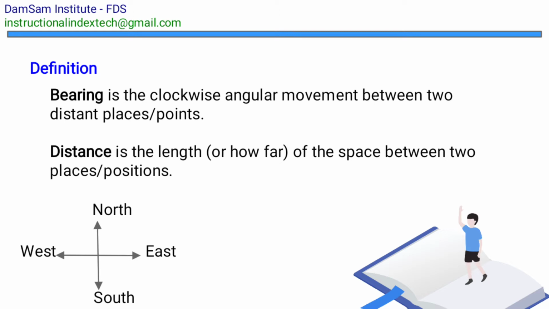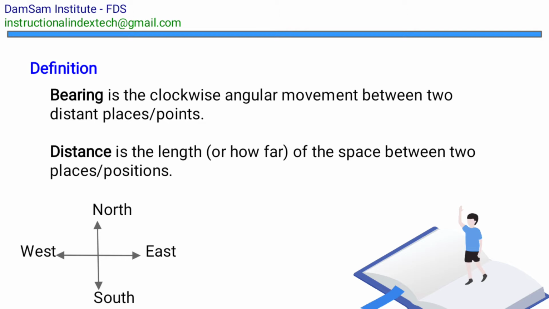First, what do we mean by bearing? Bearing is the clockwise angular movement between two distant places or points. It can even be position. When we move in a clockwise direction, imagine we have the North Pole and we are moving, starting from the North Pole, in a clockwise direction. So we move towards the east, then the south, then the west before we come back to North Pole. That is clockwise direction. And we consider the angular movement as we are moving.